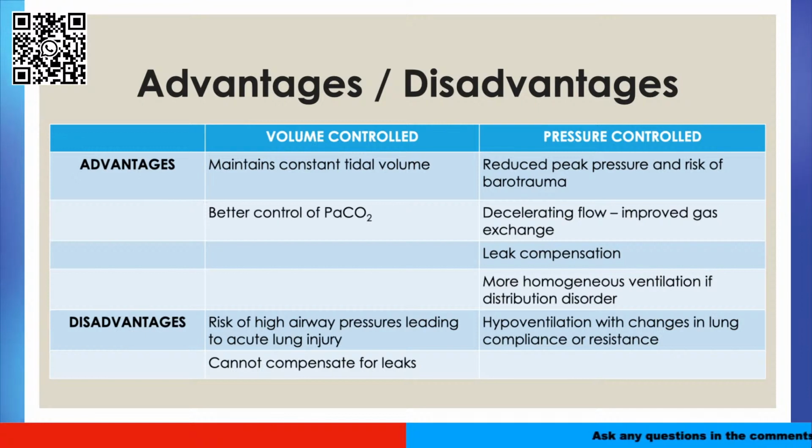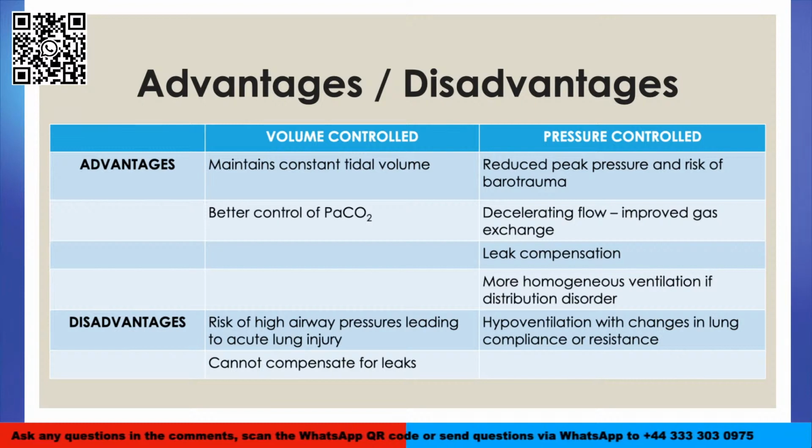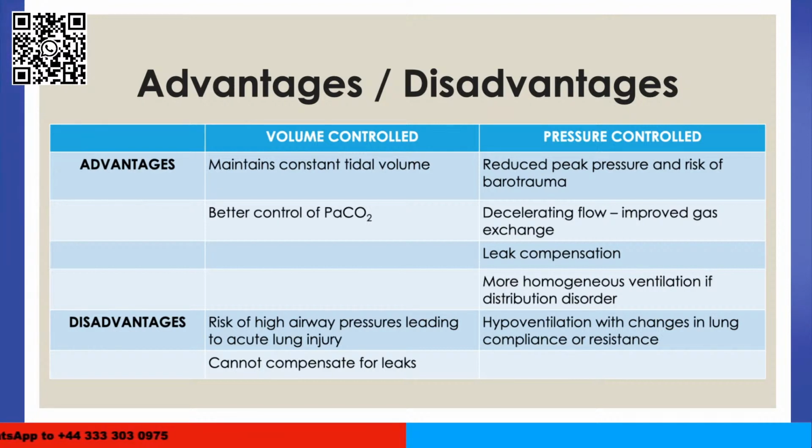Then looking at pressure controlled ventilation, you have the advantage of setting your peak pressures, so you can reduce those to reduce the risk of barotrauma. There's decelerating flow, which can improve gas exchange, and you do have compensation for leaks, so it will continue to deliver that pressure irrespective of a leak, so you should be able to deliver more flow to the patient. And you can have more homogeneous ventilation due to this square waveform pattern.